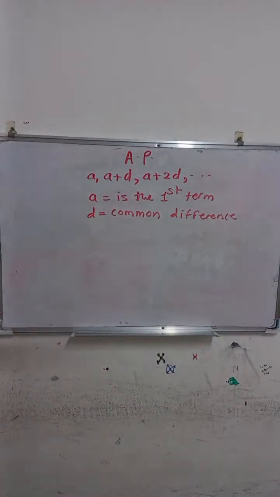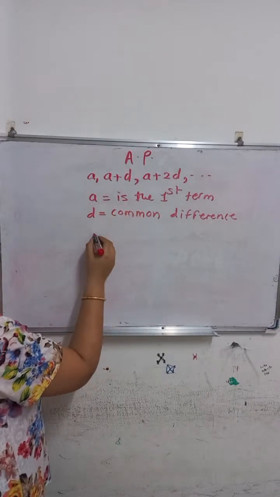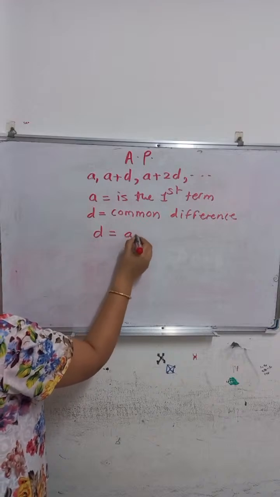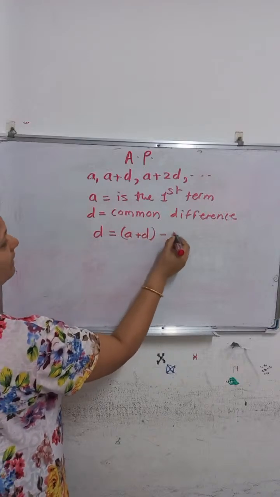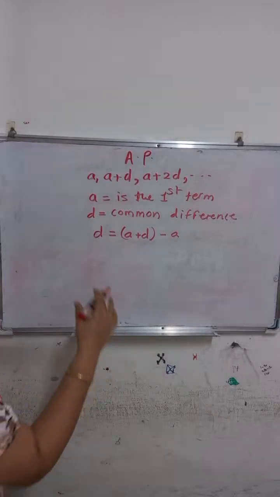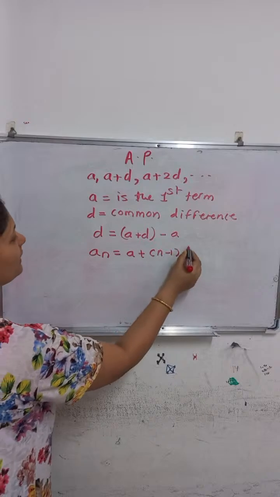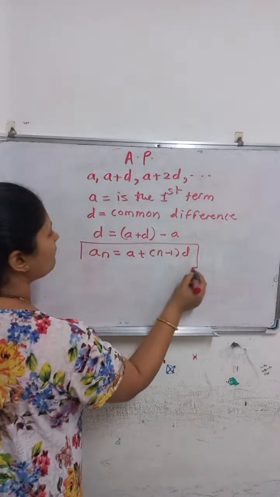Then how are we calculating the common difference? We calculate the common difference by the next number minus the previous number. So the common difference D is equal to A plus D minus A. Like this we calculate the common difference of these numbers. Getting this? Then if we want to find the AP with first term A and common difference D, and suppose it has n terms, then we write an is equal to A plus n minus 1 into D. So this is one formula.